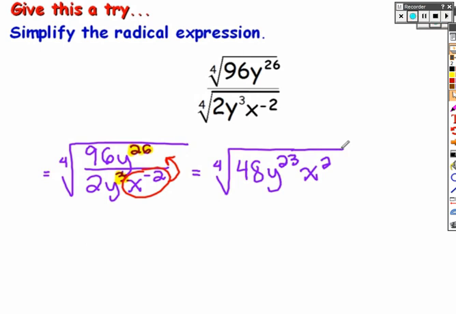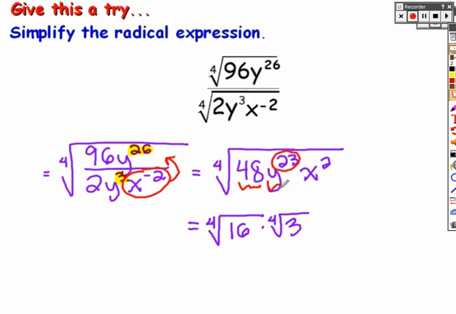Now I can worry about cleaning up this single radical. So the fourth root of 48. Well, if I think of my perfect fourth factors, 16 is a perfect fourth. 2 to the 4th power is 16. So I can say the fourth root of 48 is the same as the fourth root of 16 times the fourth root of 3.